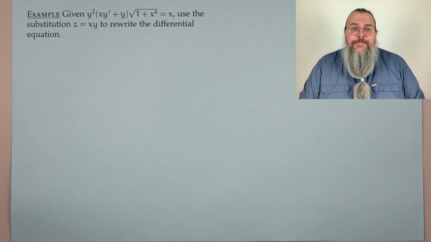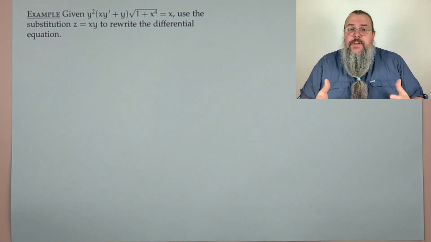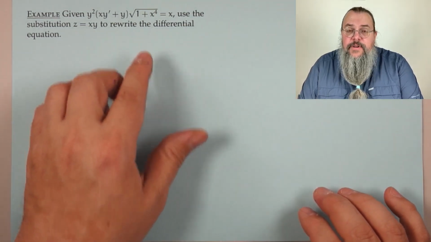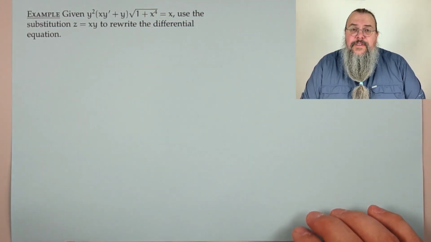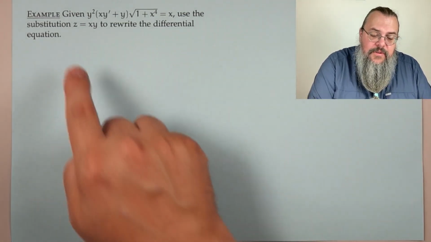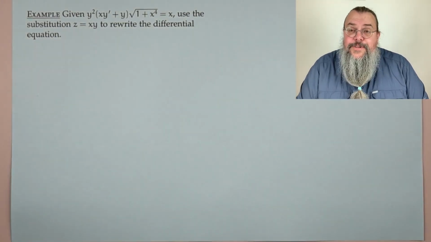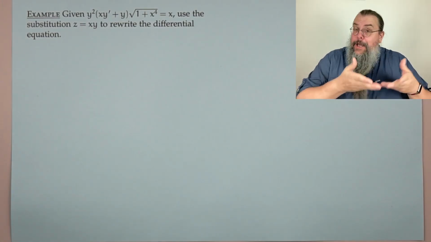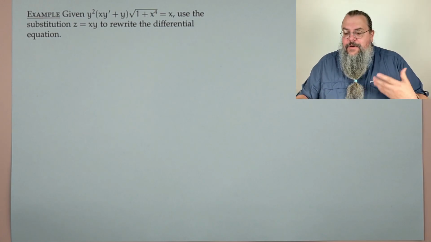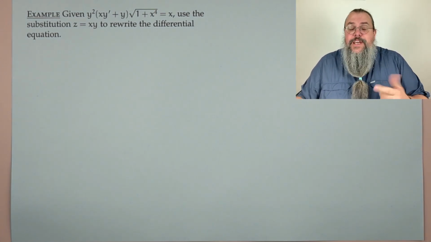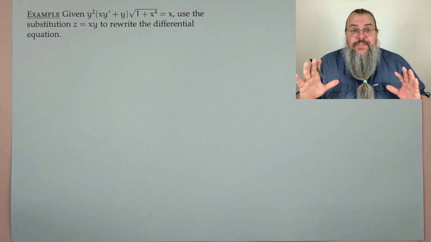Let's look at the following. We're given a differential equation, y^2 (xy' + y) sqrt(1 + x^4) = x. And then we're told, use the substitution z = xy to rewrite the differential equation. In other words, they are handing it to us and saying, hey, try this. So again, it doesn't always have to be either homogeneous or Bernoulli. There's lots of possibilities out there.